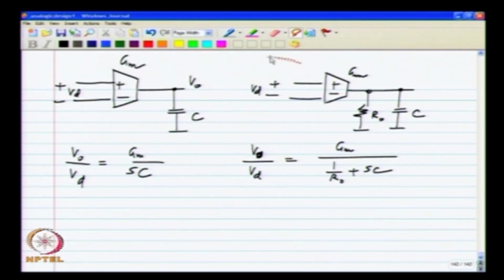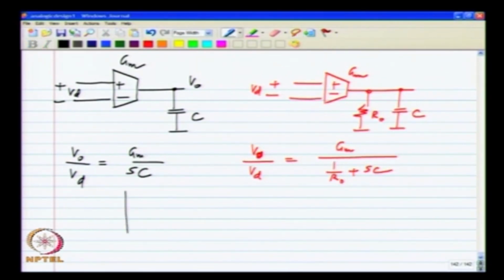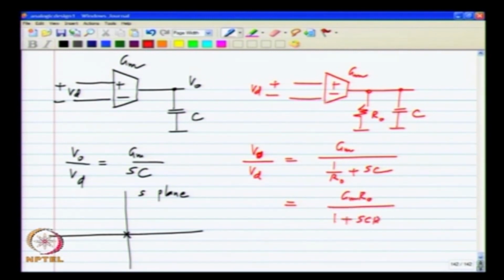Let me make these of a different color just for distinction. If you look at the s plane, originally the pole was here and now this can be written as, for instance, GmRo divided by 1 plus sCRo, and the pole is at minus 1 by CRo. So, the pole moves into the left half plane and exactly how much it moves depends on the value of Ro. The higher the value of Ro, the lesser the movement into the left half plane.